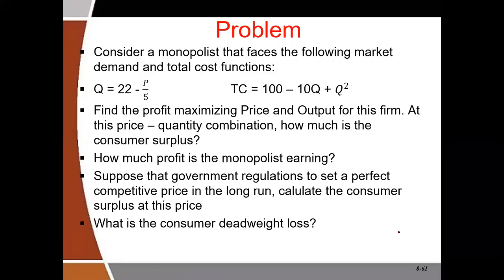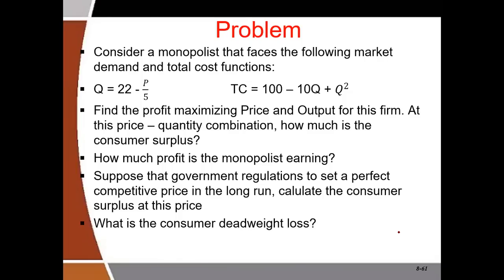Consider a monopolist that faces the following market demand and total cost. The market demand is Q equals 22 minus P over 5. Total cost is 100 minus 10Q plus Q squared.